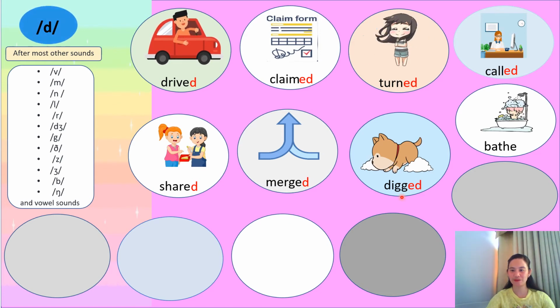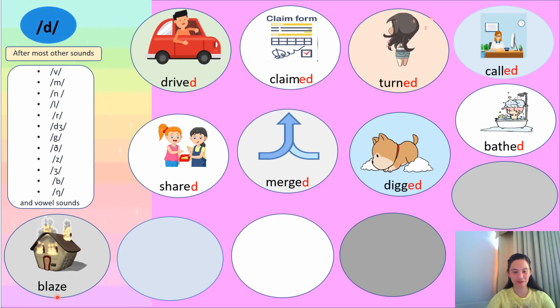Next word, we have the word bathe. Z. This is the phonetic translation of the sound of z. So let's make it into past tense by adding suffix d at the end. We're gonna read the word as bathed.